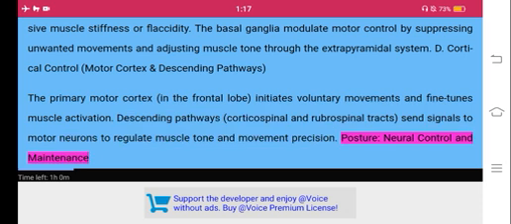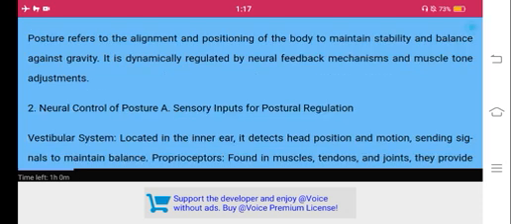Posture, neural control and maintenance. 1. Definition of posture. Posture refers to the alignment and positioning of the body to maintain stability and balance against gravity. It is dynamically regulated by neural feedback mechanisms and muscle tone adjustments.